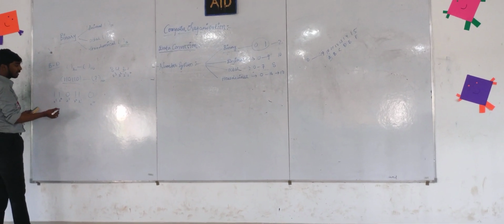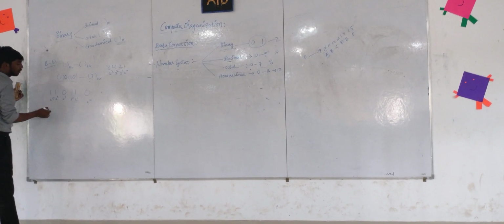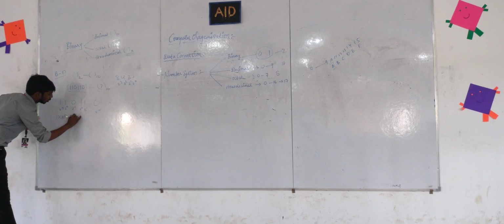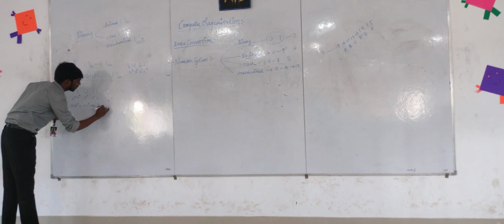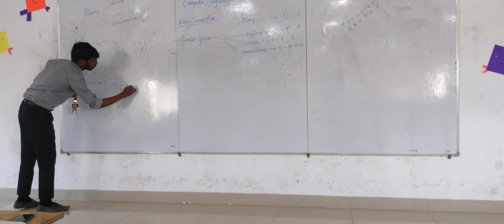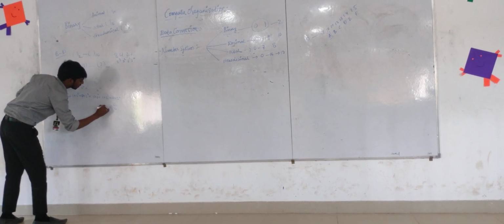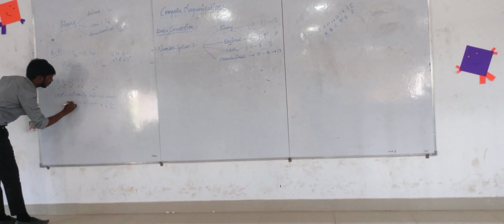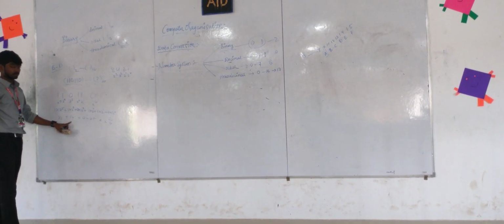Now, how you need to calculate it: 1 into 2 power 5 plus 1 into 2 power 4 plus 0 into 2 cube plus 1 into 2 square plus 1 into 2 power 1 plus 0 into 2 power 0. So tell me the values. This value is 0 plus 2 plus 4 plus 0, and then 2 power 4 is 16, plus 2 power 5 is 32, so 32 plus 16 is 48, giving 54.